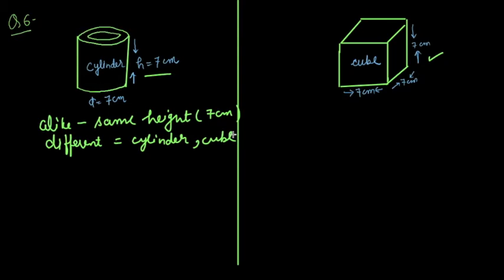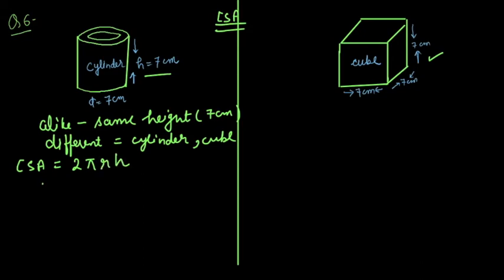First is cylinder and second is cube. Now further the question is which shape has larger lateral surface area. It means we have to calculate the LSA of both the shapes separately. So first let's calculate the CSA in case of cylinder. What is it? It is 2 pi RH.